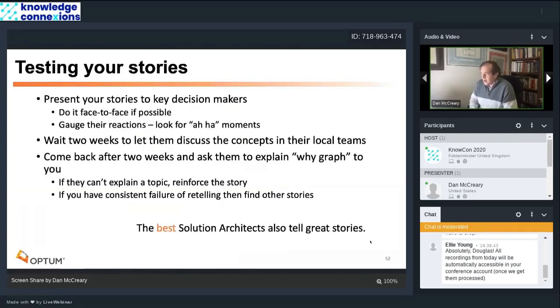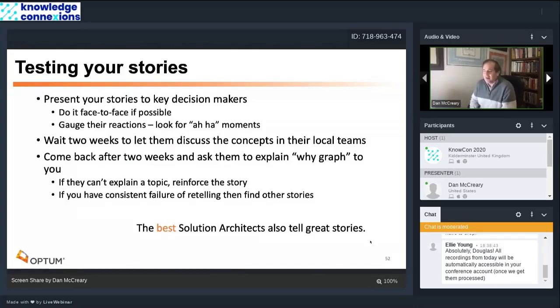A couple things about storytelling: it's testable. We encourage everybody to present stories face-to-face and gauge people's reactions. That's harder to do in the COVID era, but we definitely want to make sure that you test these stories, get back to people about 2 weeks after, and then see if they can answer the questions back.